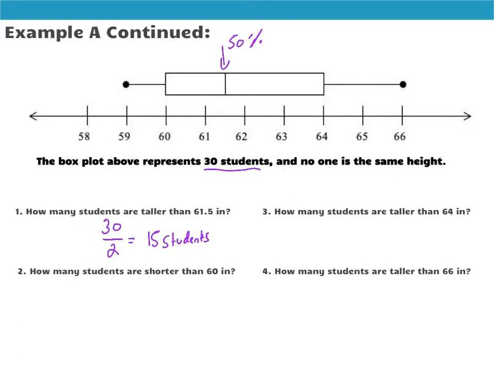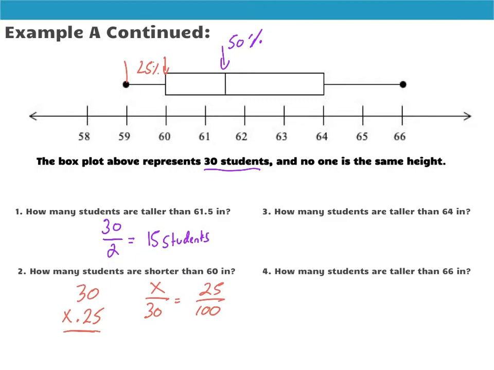Number 2 says, how many students are shorter than 60 inches? We're taking a look at 60 inches on our graph. We can see that that's the lower quartile. So the lower quartile represents 25% of the data between that and the lower extreme. We're going to be trying to figure out what 25% of 30 is. We can do this one of two ways. We can take our 30 and multiply it by 0.25, that would be the fast way. Or we can make a proportion where we don't know how many students out of the 30 we're looking for, but we know that 25 out of 100 is what we're looking for. Either way will get you the correct answer.